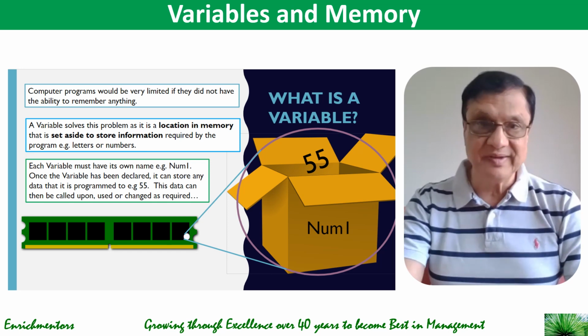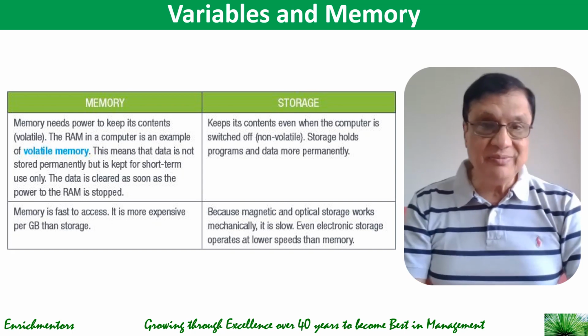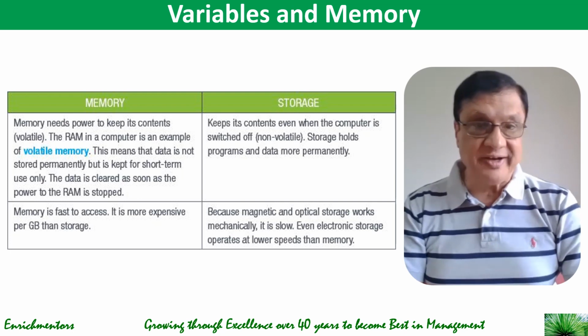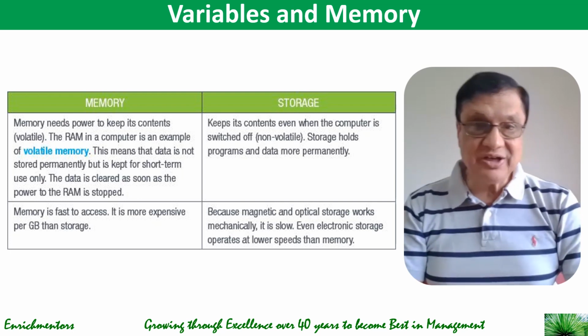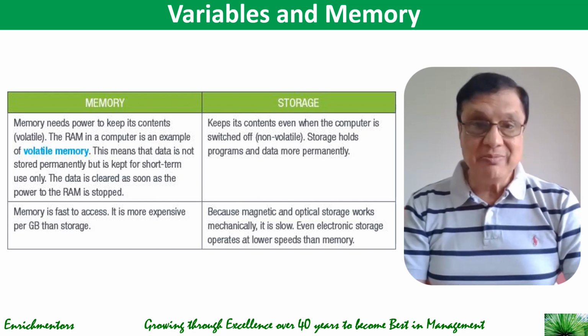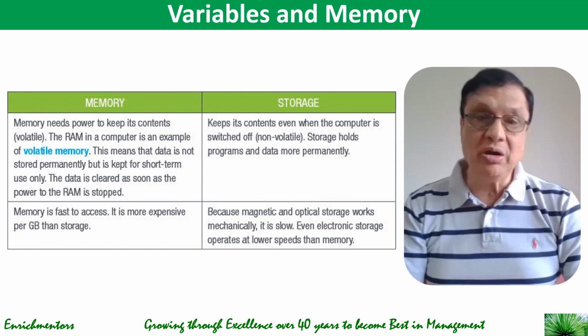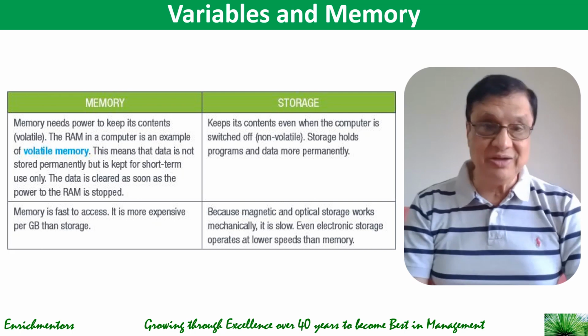So that's a variable. Now, what is memory? Memory basically needs power to keep its contents. There are two types of memory. RAM is one of the types of memory. RAM in a program is an example of volatile memory. This means the data is not stored permanently, but is kept for short-term use only, and data is cleared as soon as the power to the RAM is stopped. So it depends on the computer being on, for the memory to be used and available to you.